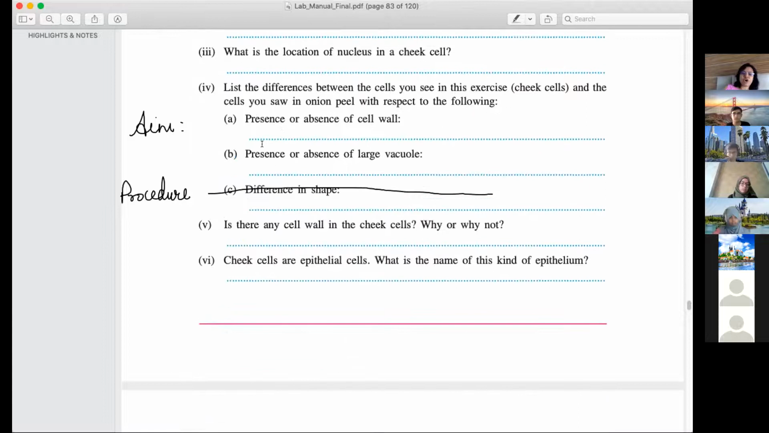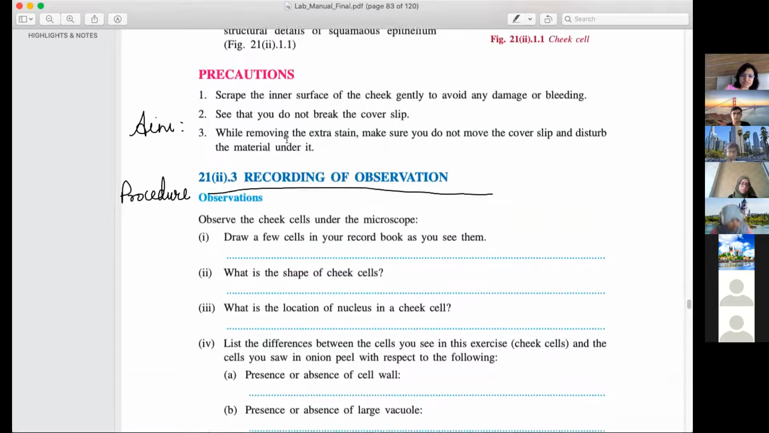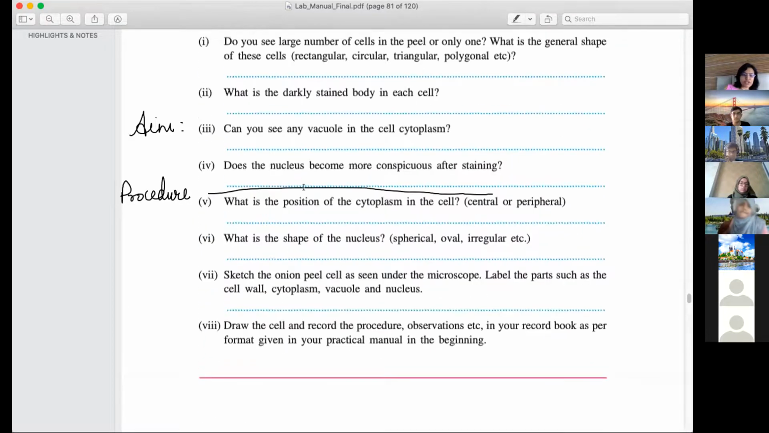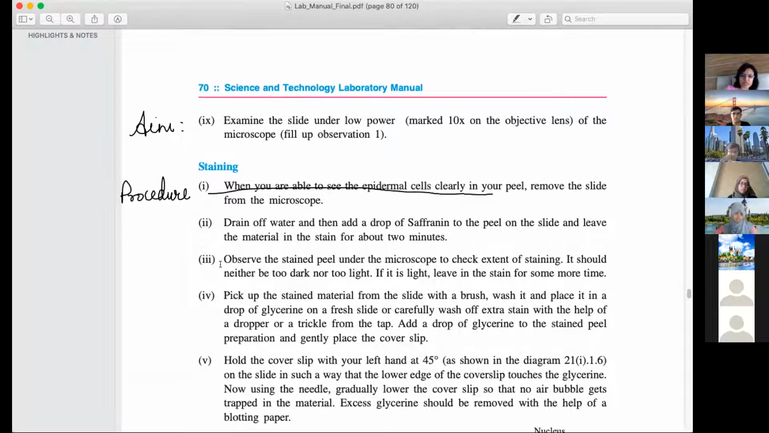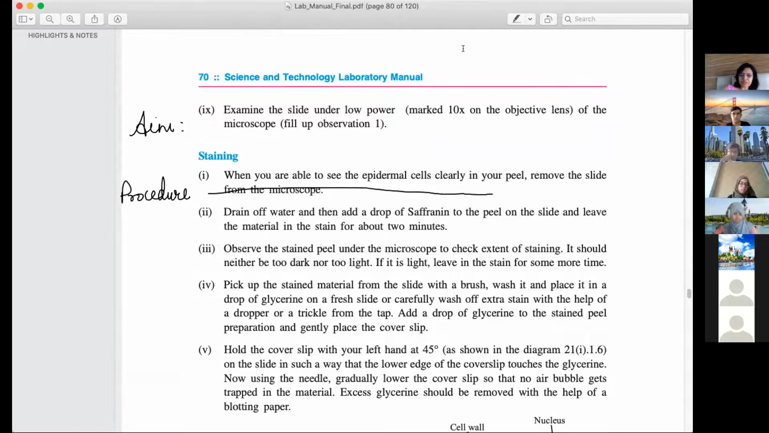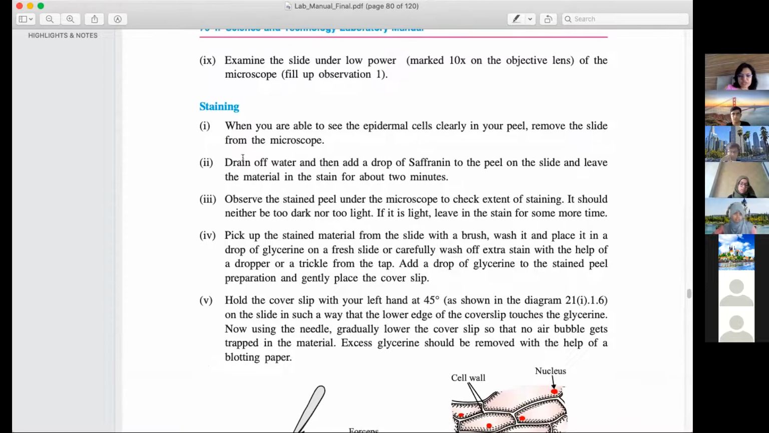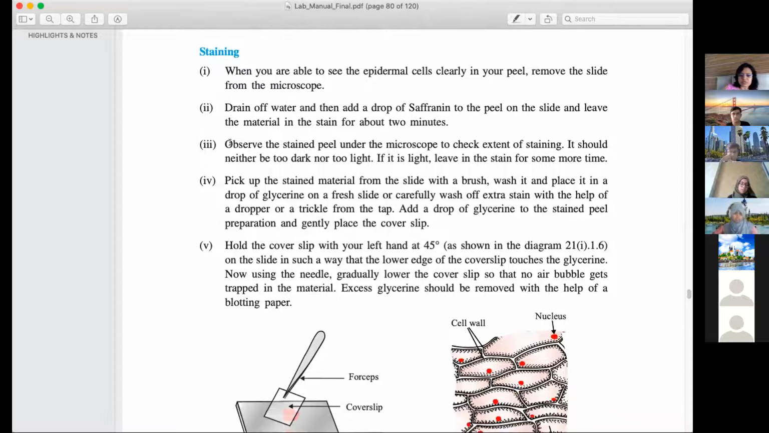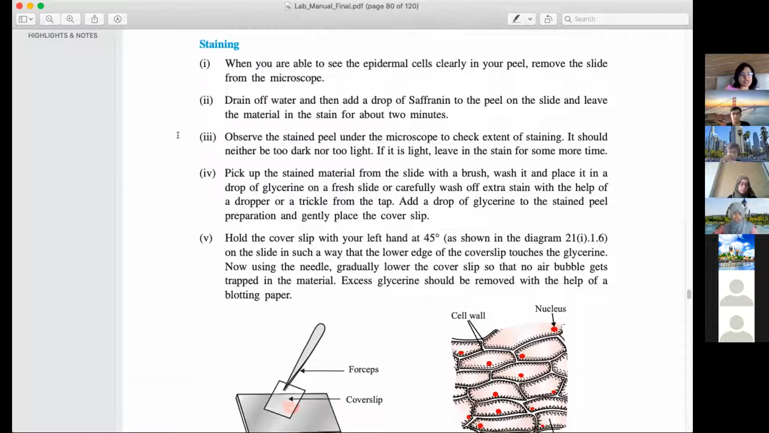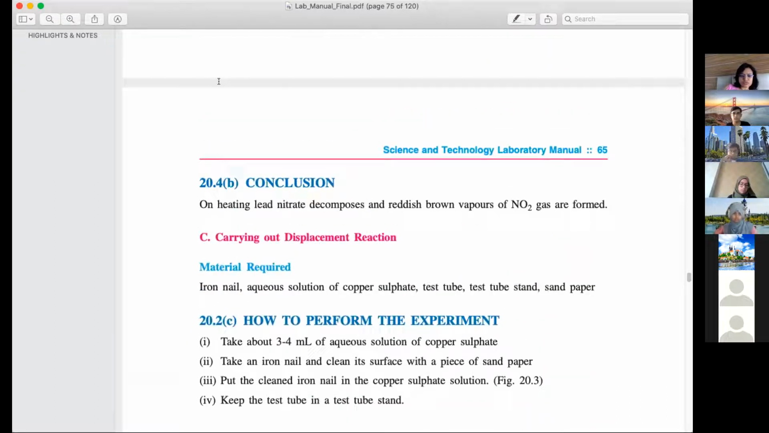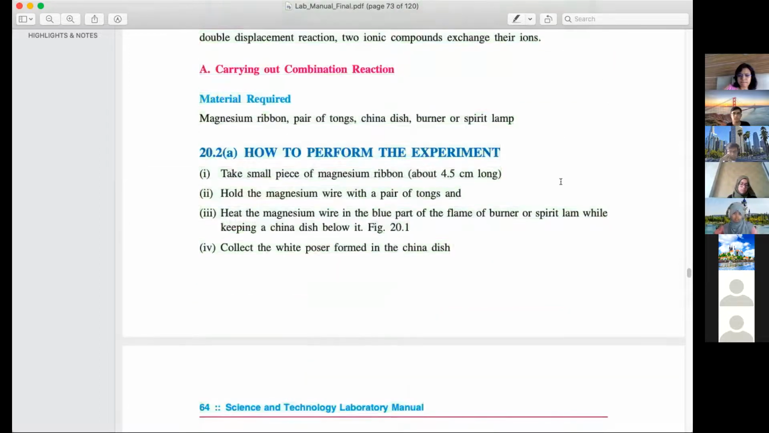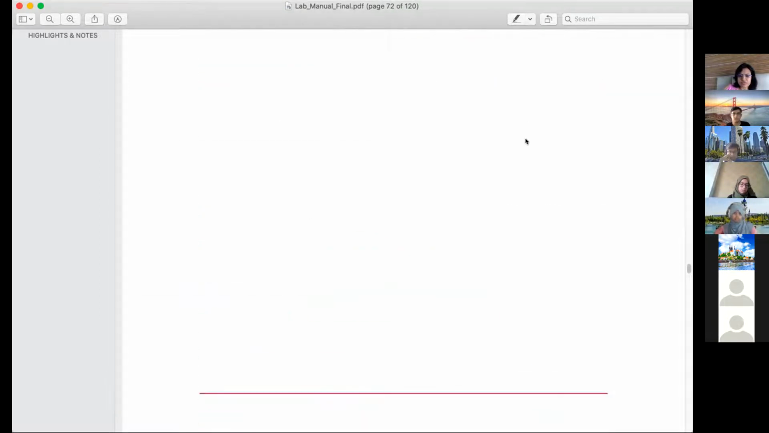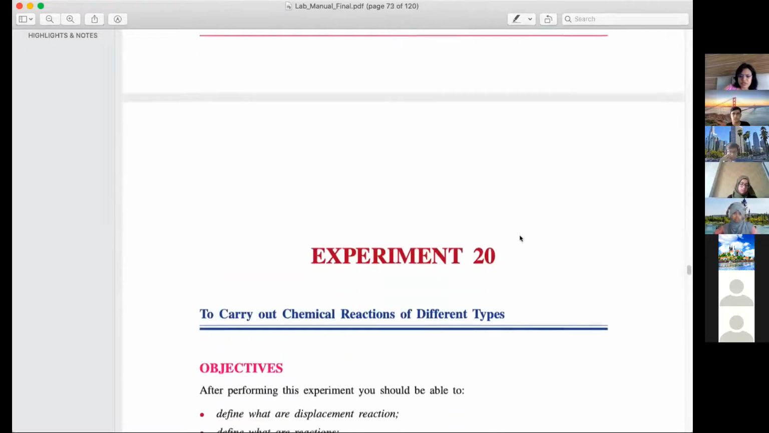Now see, in observation what you have to write. Either you can do onion cell or cheek cell. For cheek cell, you put it inside the mouth, take it out, and make its stain. Because you are not doing it, you cannot shorten the procedures because it is too long. So what we'll do, it is not going. Experiment 20.